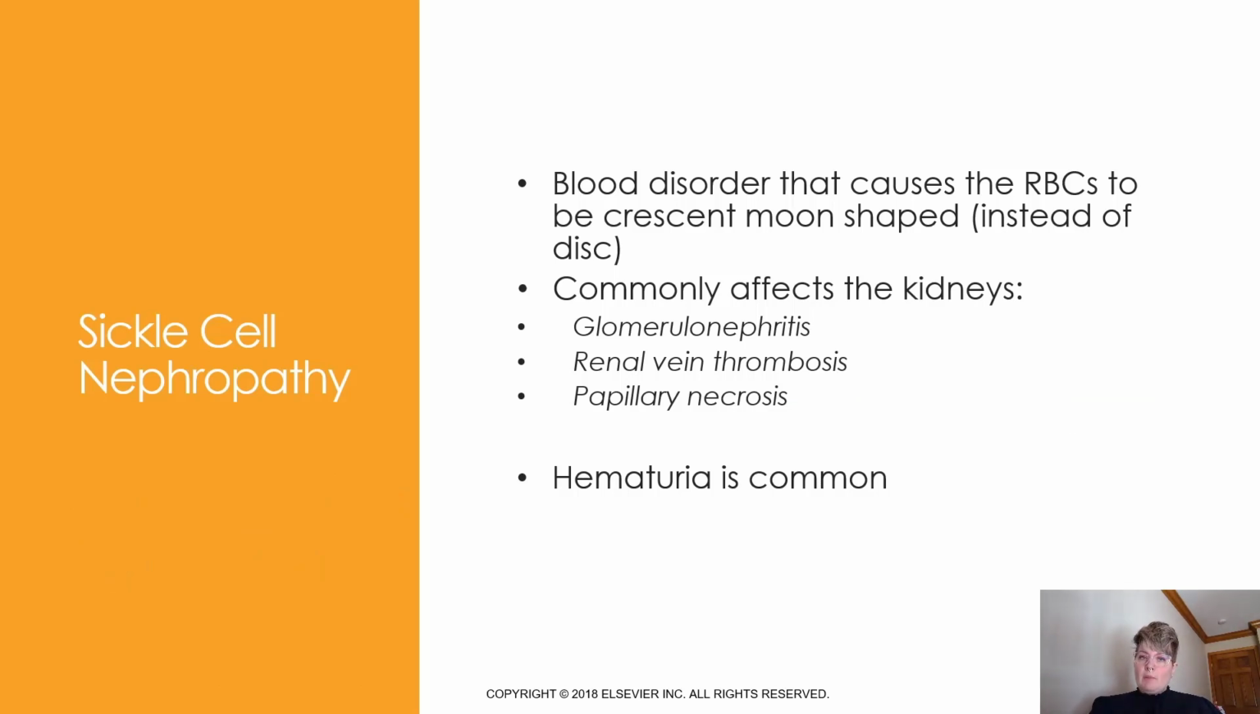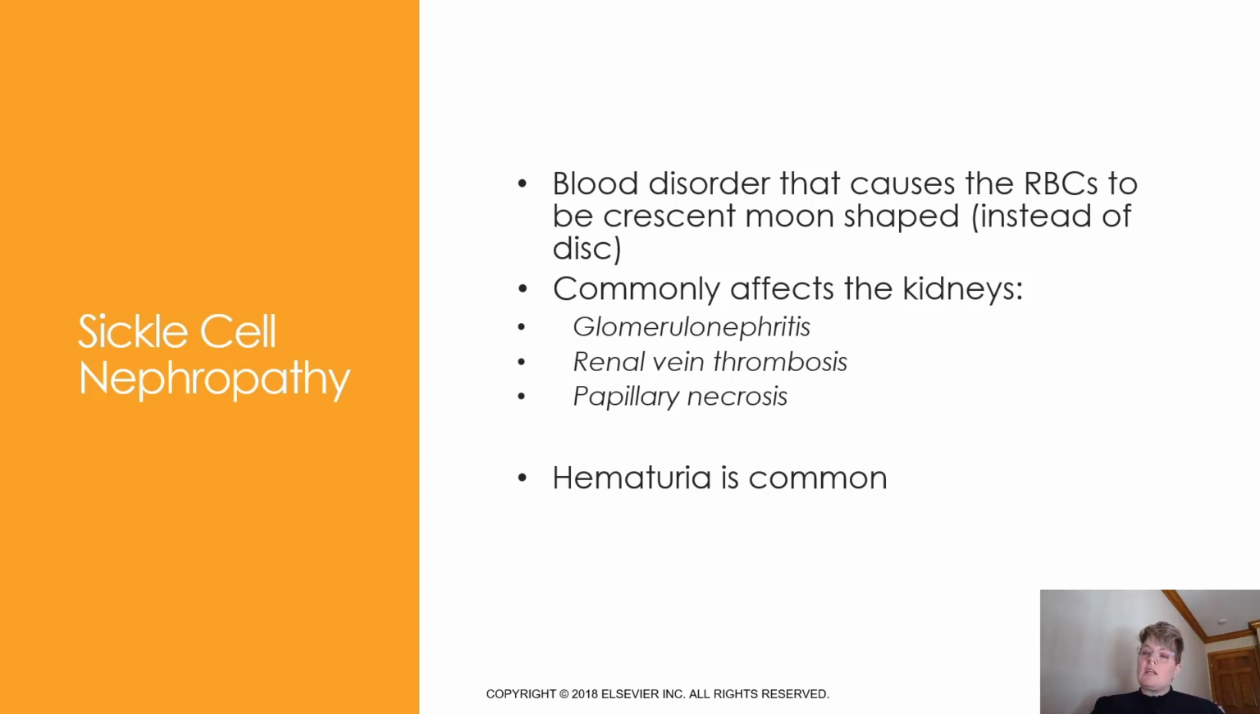Sickle cell nephropathy. Sickle cell is a blood disorder, and typically our red blood cells are disc-shaped. Well, sickle cell nephropathy, or sickle cell in general, causes the red blood cells to become a crescent moon shape. And our body doesn't really know what to do with those. They tend to be a little bit stickier. They get hung up on things. They can't carry the nutrients the same way that the disc-shaped red blood cells can.